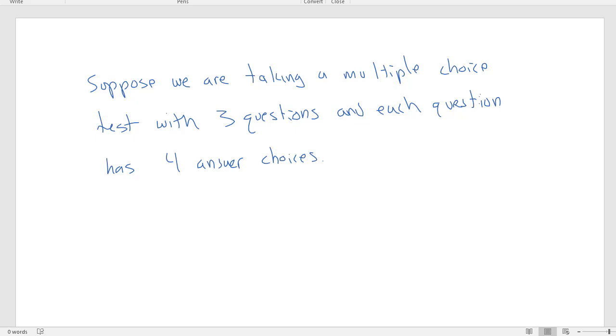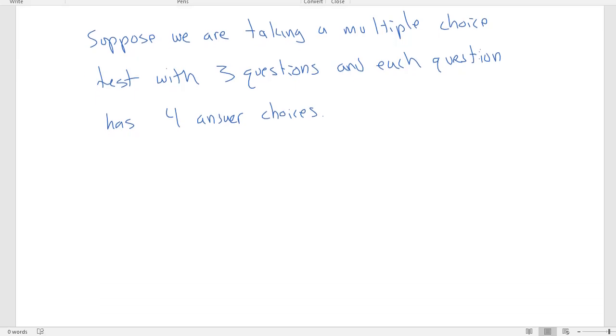So let's suppose that we want to determine what's the probability we get 2 out of 3 correct. So let's say, what is the probability we guess 2 correctly?